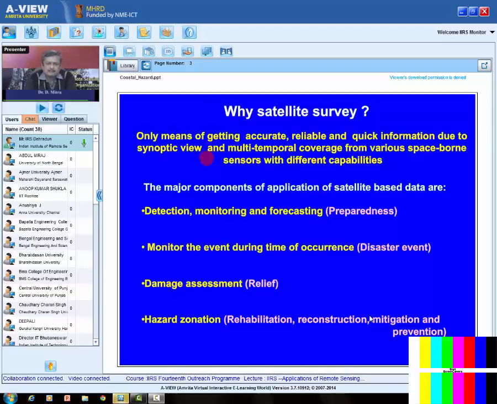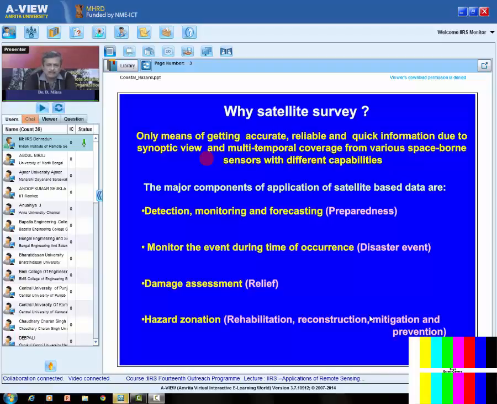There is what we call the disaster management cycle. There are various steps in it. Preparedness, then the disaster event, that means when the disaster is happening. Then after the disaster is over, you have to talk about disaster relief particularly. Then there are rehabilitation, reconstruction, and prevention. If you see, satellite data has a role to play in all the major stages of the disaster management cycle.